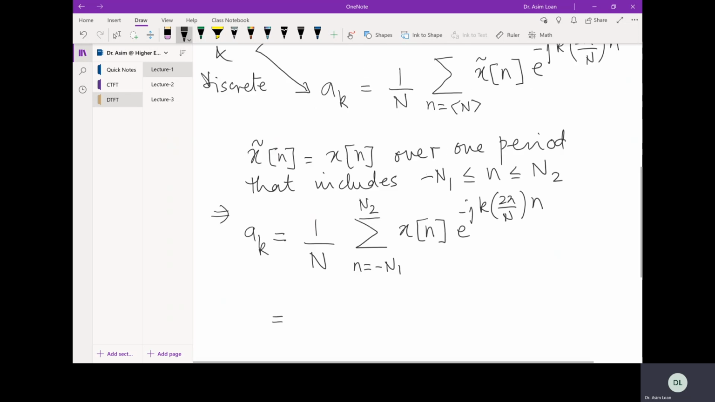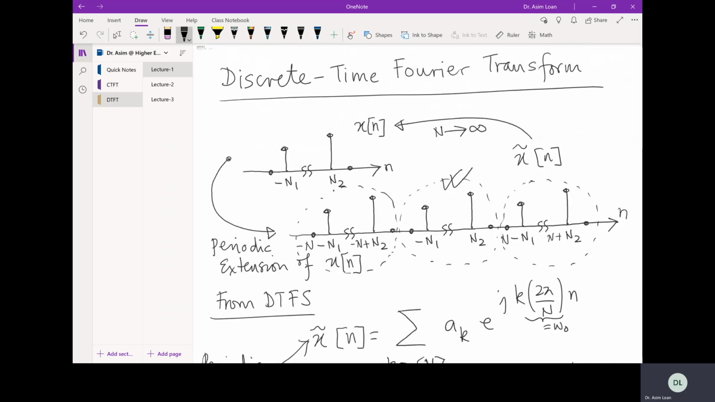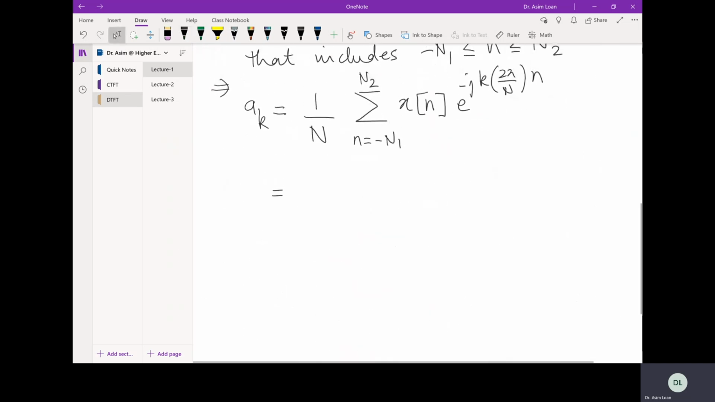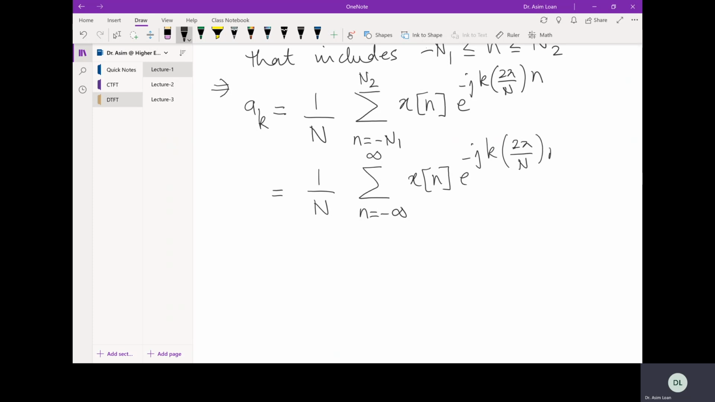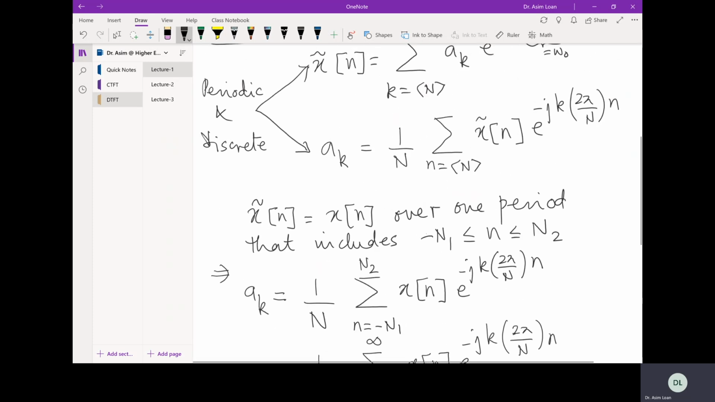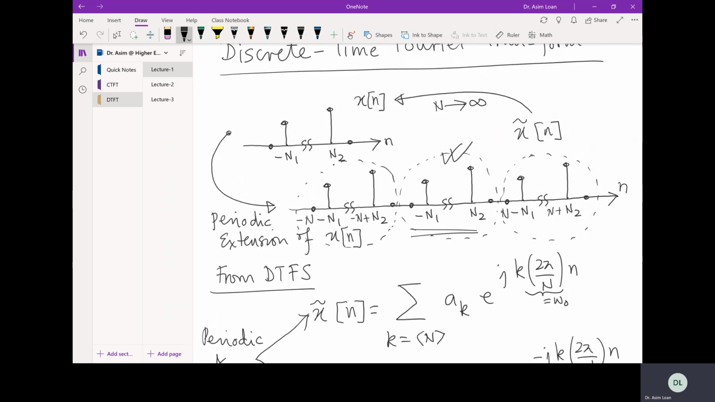Now this x of n is non-zero from minus n1 to n2. So obviously, whether I change the limits from minus infinity to plus infinity, the only non-zero portion is what matters. So I'm going to say this is equal to 1 over n, n goes from minus infinity to plus infinity, x of n e to the minus j k 2 pi by n. And I have not used an x tilde of n over here. Why? Because x tilde of n is equal to x of n over minus n1 to n2.